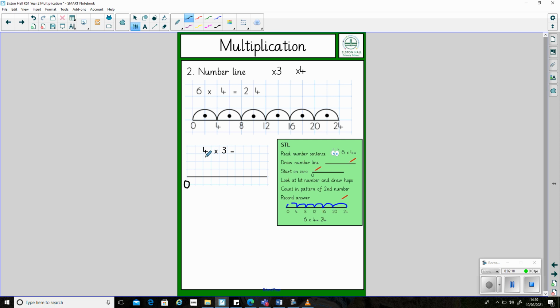We then teach them to look at the first number, which is obviously 4, and that's the number of hops they need to draw. So 1, 2, 3, 4. Once they've drawn the 4 hops, we ask them to look at their second number, which is 3, which tells them the pattern they're going to count in. So we're going to count in the pattern of 3s for every single hop. So it would be 3 on the first hop, 6 on the second, 9 on the third, and 12 on the fourth hop. And to finally answer, they look at the end of the number line and the last number they wrote, which was the number 12. So 4 times 3 is equal to 12.